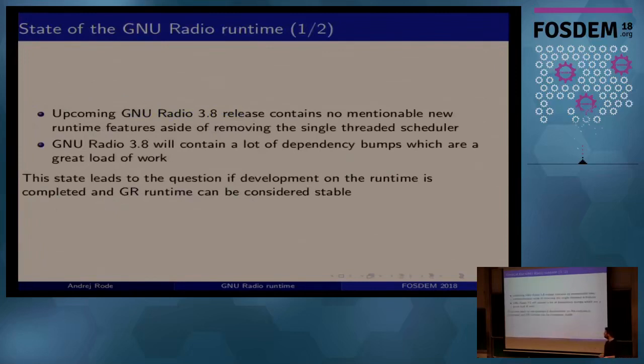So what's the current state? So for the upcoming 3.8 release, the runtime does not contain a super new shiny feature we want to push people to use. It contains a lot of dependency bumps. So the whole GNU Radio project is now porting to Qt5 and Python 3 and GTK 3, and a lot of stuff is going on, but no real shiny feature.